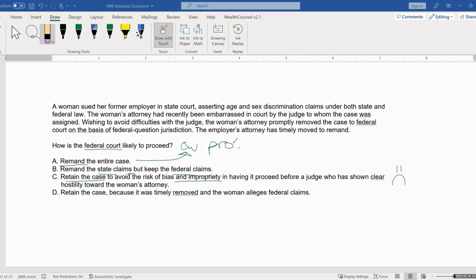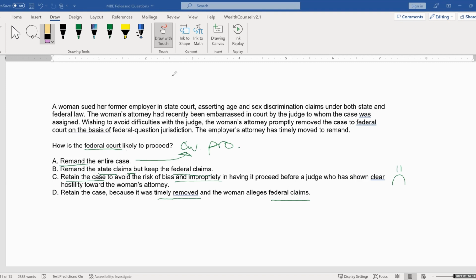Then answer choice D, retain the case because it was timely removed and the woman alleges federal claims. So now we are getting a better picture of the testing on removal and remanding. This seems to be another viable answer choice because removal requires you to have it done within a certain amount of time. Timing is important and claims are important.